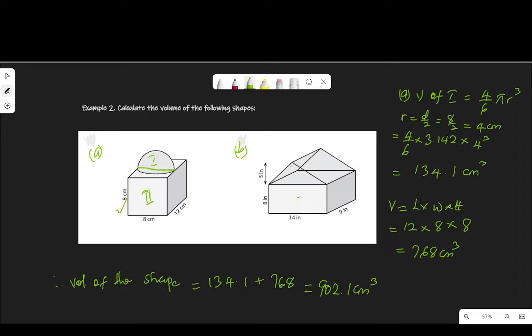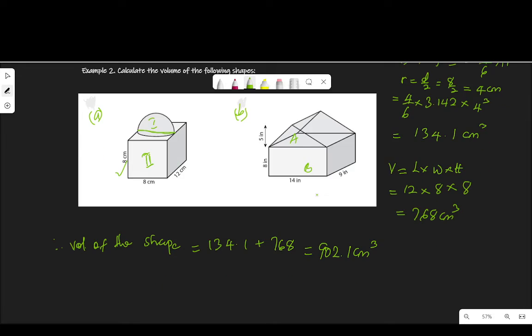Let's move on to the second one, that is B. For B, we have a prism right here on top, rectangular base prism. And we also have a prism down, which is a cuboid or a rectangular prism. We will first calculate the volume of this prism up. The volume of this prism up here, let's call this prism A, and let's call this prism B. The volume of prism A plus the volume of prism B will give us the volume of this whole shape.